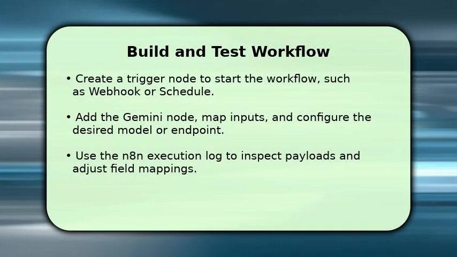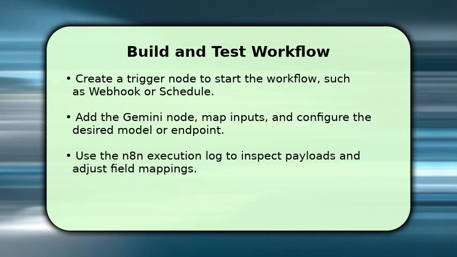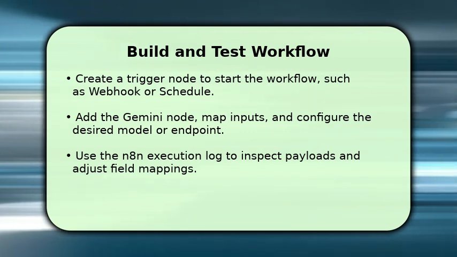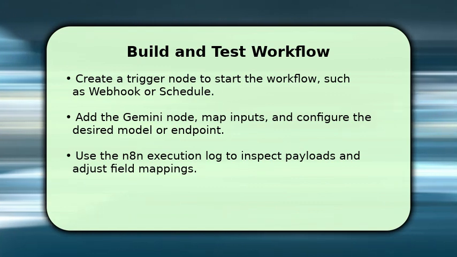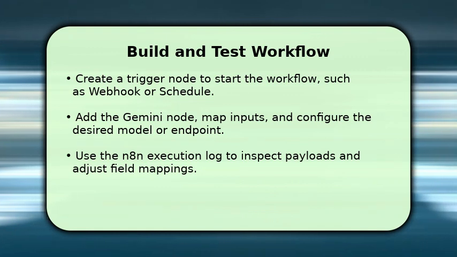Begin with a trigger like webhook or schedule, then add the Gemini node to call the model or endpoint you need. Map input data from previous nodes into the Gemini request fields and set output handling for responses. Run manual or test executions to watch the data flow and debug JSON mappings in the execution log. I will cover retry strategies, rate limits, and basic error handling to keep workflows reliable.